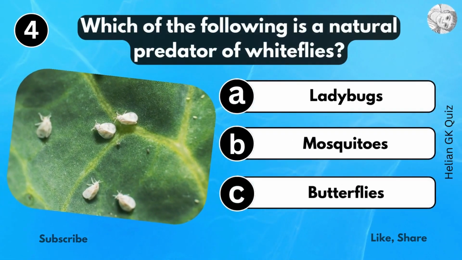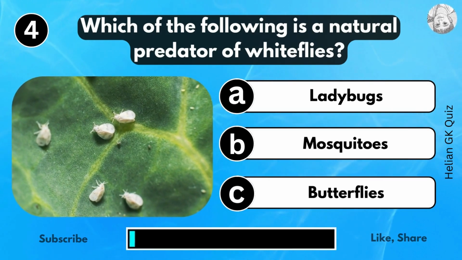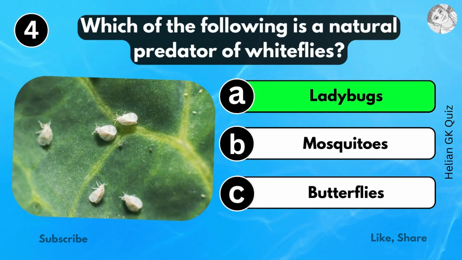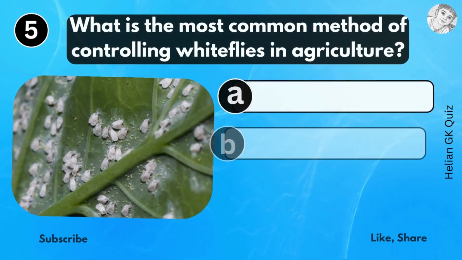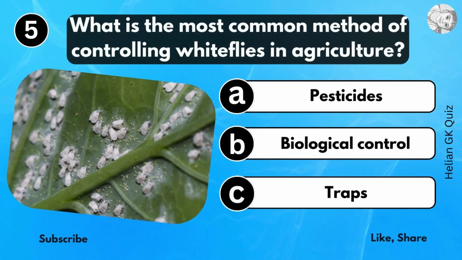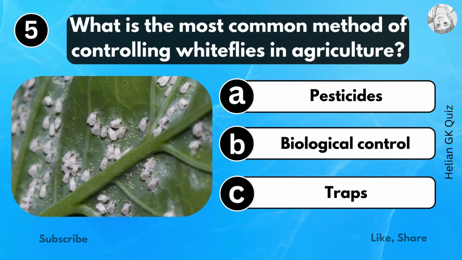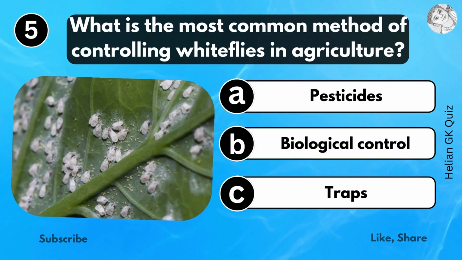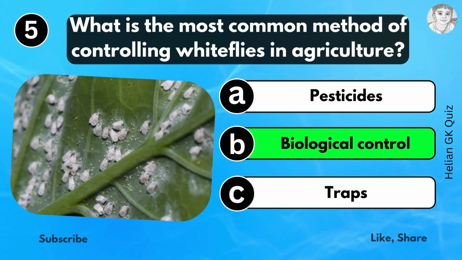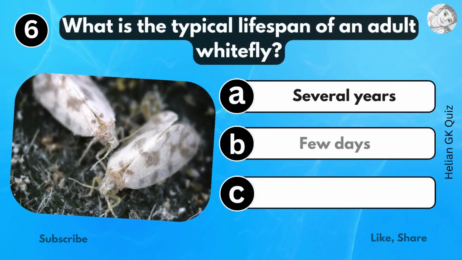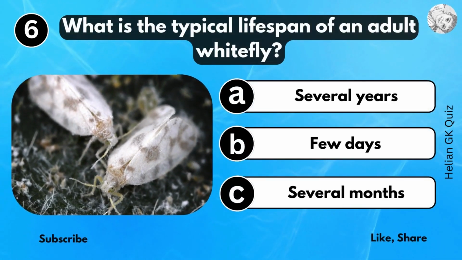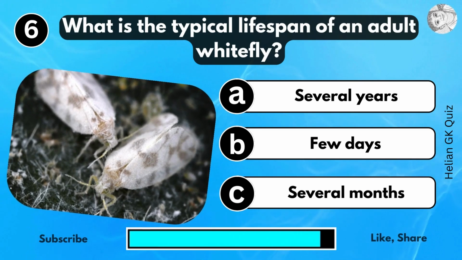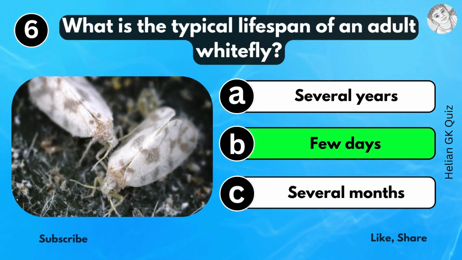Which of the following is a natural predator of whiteflies? Ladybugs. What is the most common method of controlling whiteflies in agriculture? Biological control. What is the typical lifespan of an adult whitefly? Few days.